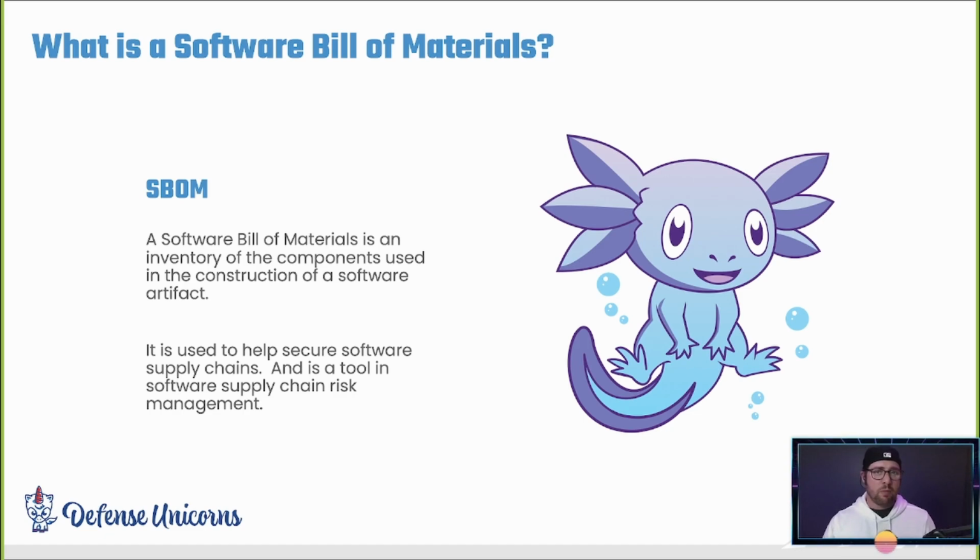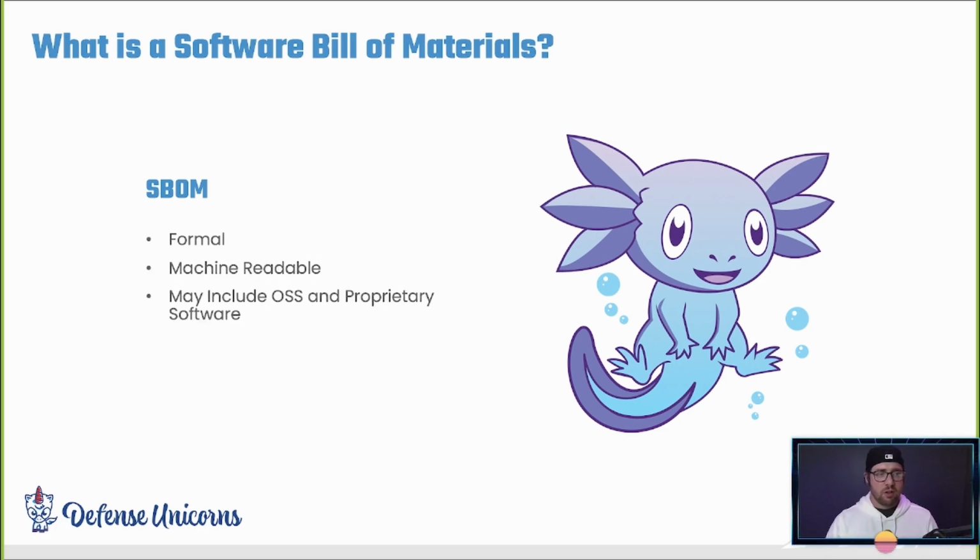So let's talk about software bill of materials, or SBOM. Your software bill of materials is your inventory of components used to construct a piece of software. It's used as part of the software supply chain to make sure that we have secure software supply chains and for software supply chain risk management. A lot of you are probably familiar with the SolarWinds hack or the Log4j issue. This is part of the response so that we don't have things like that in the future.